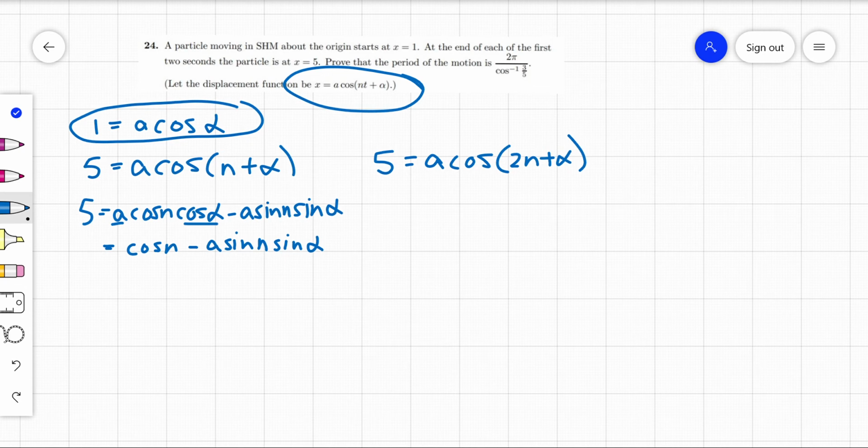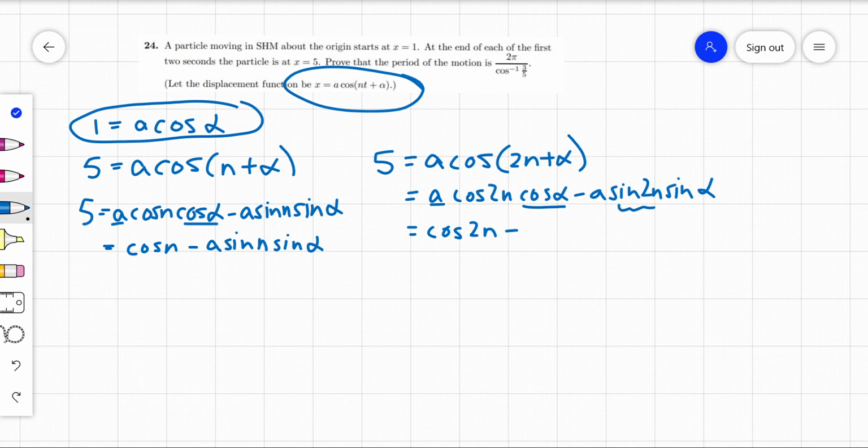So here we're going to have a cos 2n minus sin 2n. Again, a cos alpha is 1, so this is just going to be cos 2n. And over here, I'm going to change this sin 2n to 2 sin n cos n. So that'll be 2a sin n cos n and sin alpha.